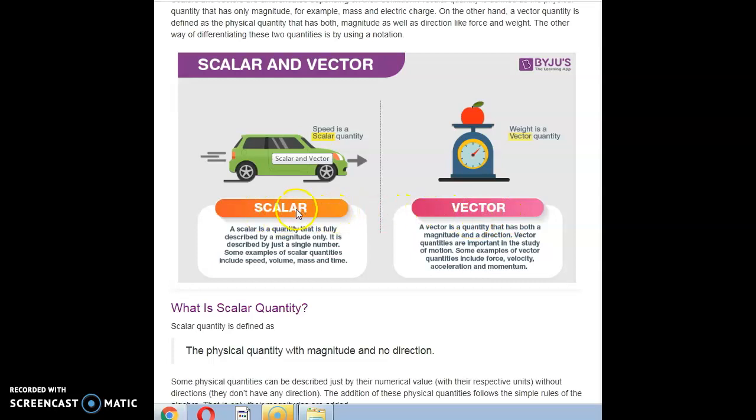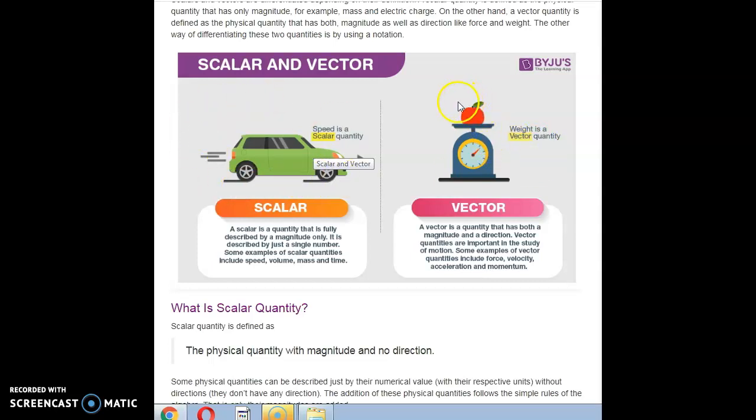Sa pag-scalar, usually, magnitude. Yan yun. Magnitude yung kanyang usual property. Pag vector naman, may magnitude and direction. So, in this example, makikita mo dyan yung speed nung sasakyan na to. It's just a scalar quantity. So, we don't know kung anong direction siya.